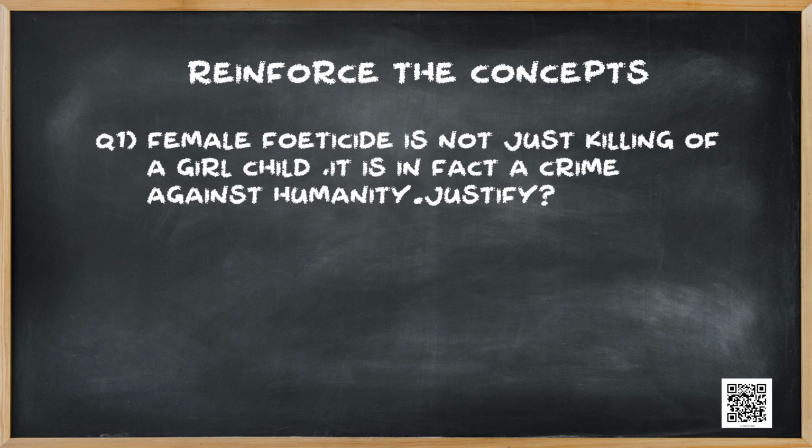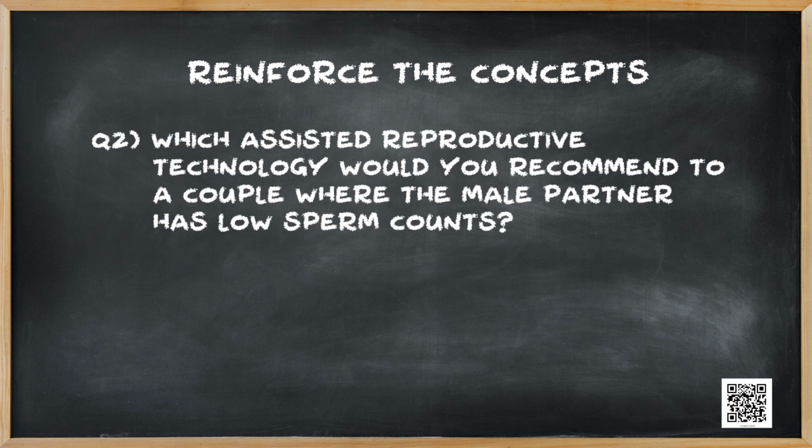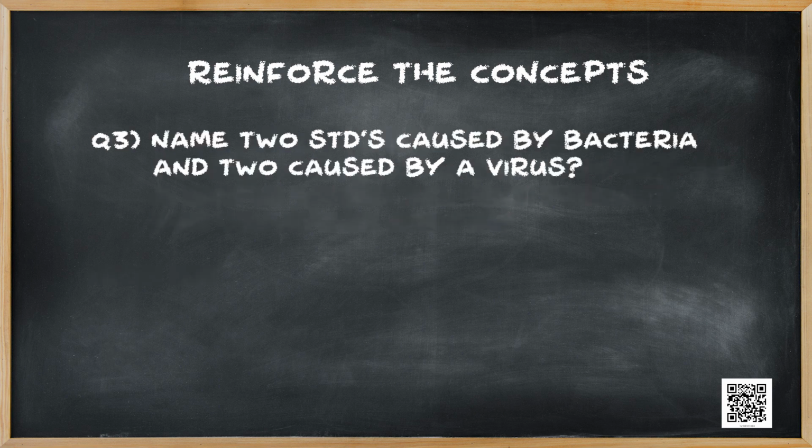Female feticide is not just killing of a girl child. It is in fact a crime against humanity. Justify. The hint, altered sex ratios can lead to long-term impacts. Which assisted reproductive technology would you recommend to a couple where the male partner has low sperm counts? ICSI, intracytoplasmic sperm injections. Name 2 sexually transmitted diseases caused by bacteria and 2 caused by a virus.